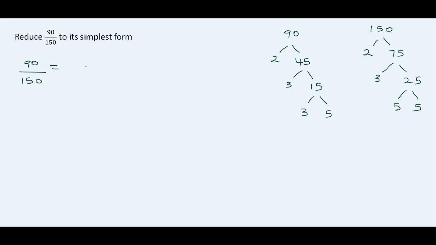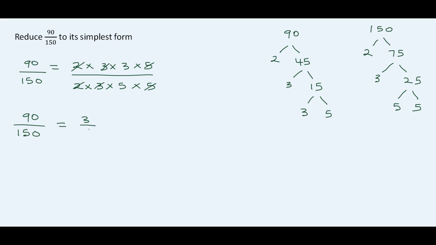So 90 is 2 multiplied by 3 multiplied by 3 multiplied by 5. 150 is 2 multiplied by 3 multiplied by 5 multiplied by 5. So cross off 2 in the numerator and denominator, cross out 3 in the numerator and denominator, and then cross out 5 in the numerator and denominator. So 90 over 150 is the same as 3 over 5.